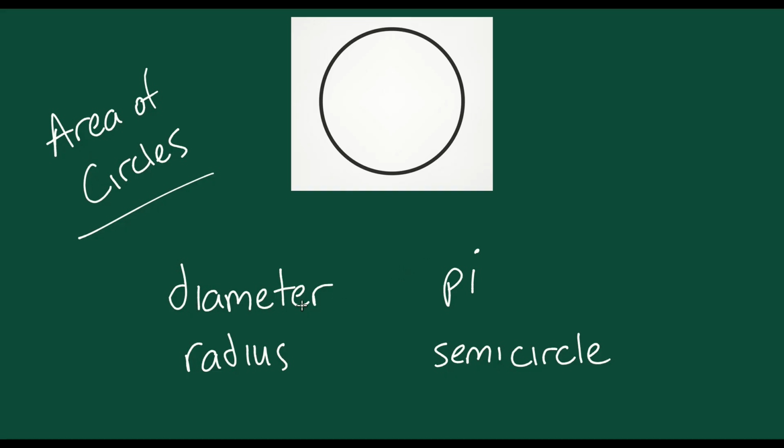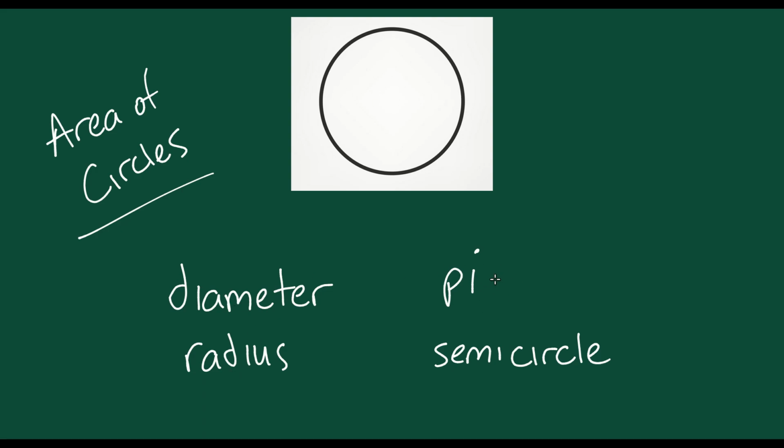But just to recap, the diameter is a line that goes across the circle, the distance across a circle through the center. It could go in any direction like that, through the center. Radius is half of the diameter, so from the center to any point on the circle. That's the radius. So radius is half of diameter.